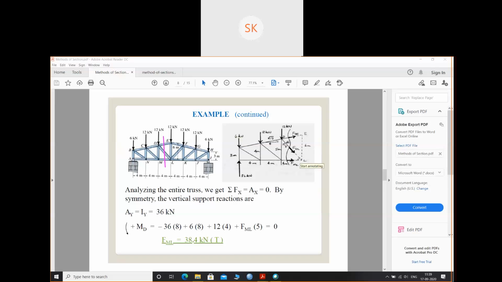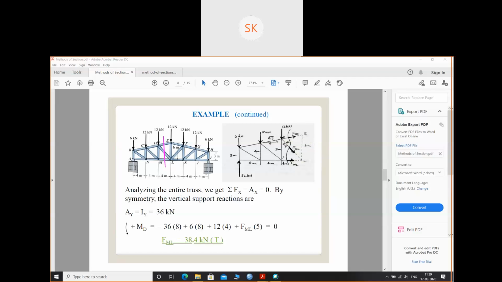You have to find out the members in FML, FDL and FD. I've given the name as FDE. You have to find the forces in the members DE, DL and ML, right? So I have taken all the forces as negative, meaning all the members are in tension. That's why I have drawn them away from the joint.